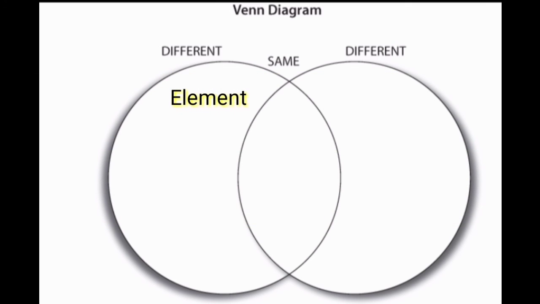A Venn diagram is an illustration that uses circles to show the relationships among things or finite group of things. This diagram helps to visualize and represent the similarities and differences between two concepts.